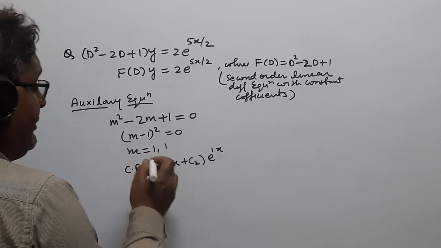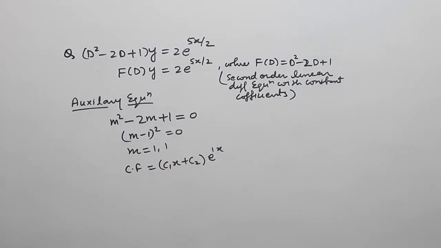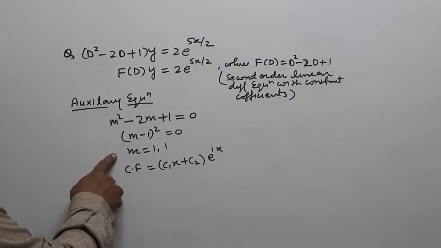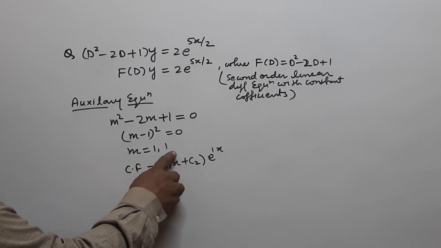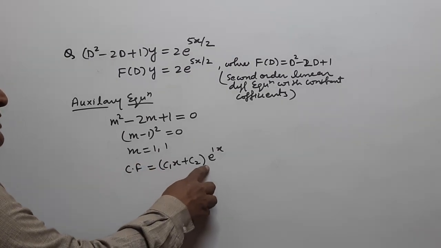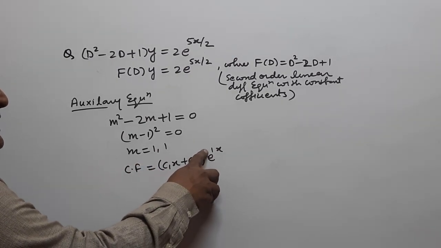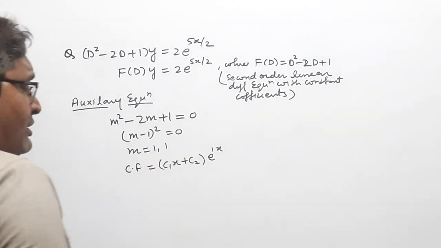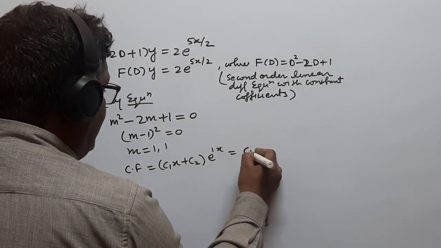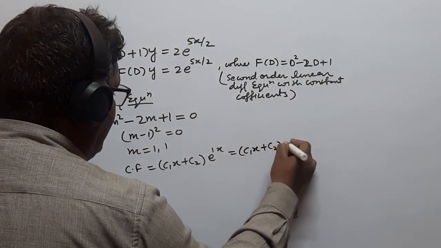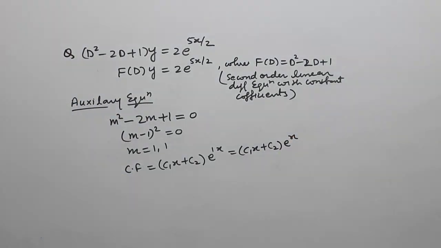You know that if the roots of the auxiliary equation are equal, then the solution can be written as (c1 x plus c2) times e to the power m1 x, and m1 is 1 here, so this can be written as (c1 x plus c2) times e to the power x.